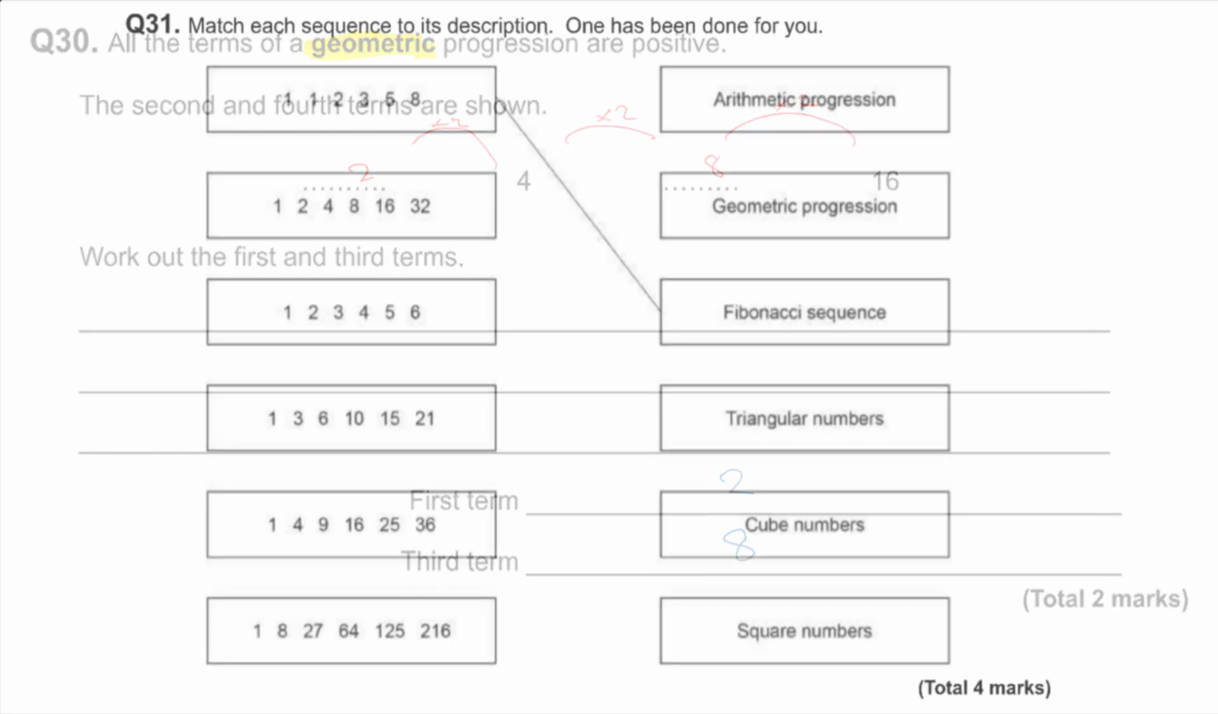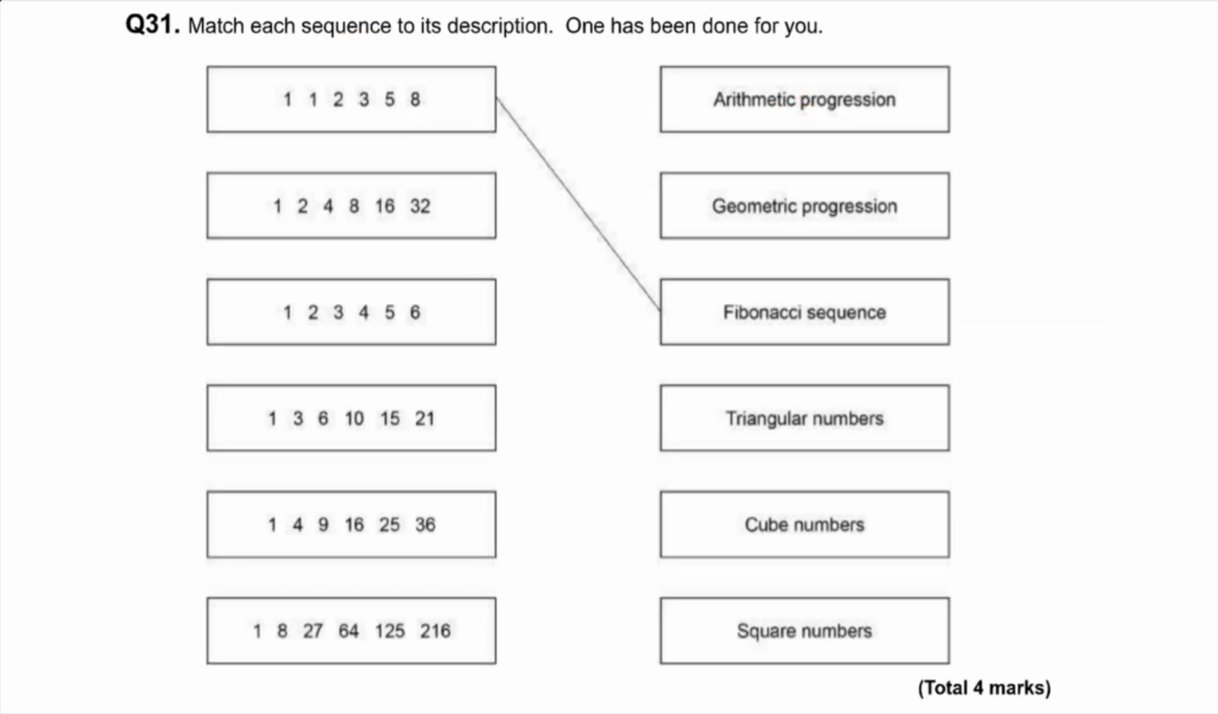Question 31. Match each sequence to its description. So 1, 1, 2, 3, 5, 8, that's the classic Fibonacci sequence. 1, 2, 4, 8, 16, 32. Now these are doubling each time, or multiplying by 2, so similar to the last question, this is a geometric progression, isn't it, where you've got a common ratio.